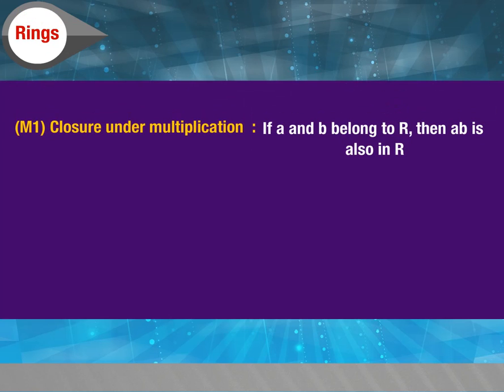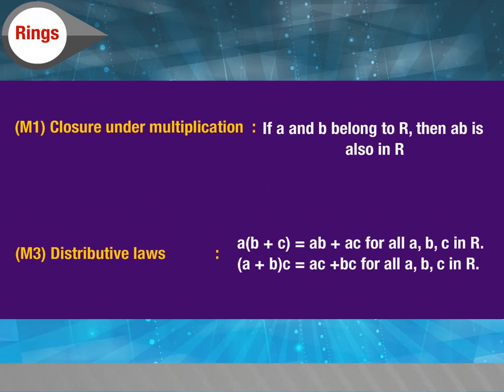M1. Closure under multiplication. If a and b belong to R, then ab is also in R. M2. Associativity of multiplication. a(bc) = (ab)c for all a, b, c in R. M3. Distributive laws. a(b + c) = ab + ac for all a, b, c in R. (a + b)c = ac + bc for all a, b, c in R.